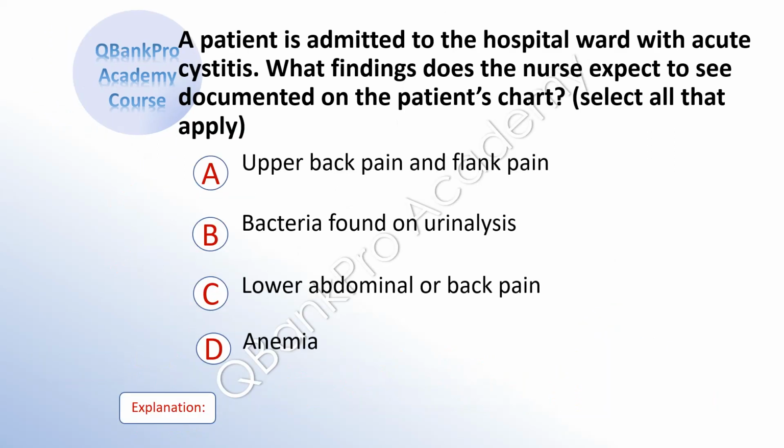A patient is admitted to the hospital ward with acute cystitis. What findings does a nurse expect to see documented on the patient's chart? Select all that apply. A. Upper back pain and flank pain. B. Bacteria found on urinalysis. C. Lower abdominal or back pain. D. Anemia.